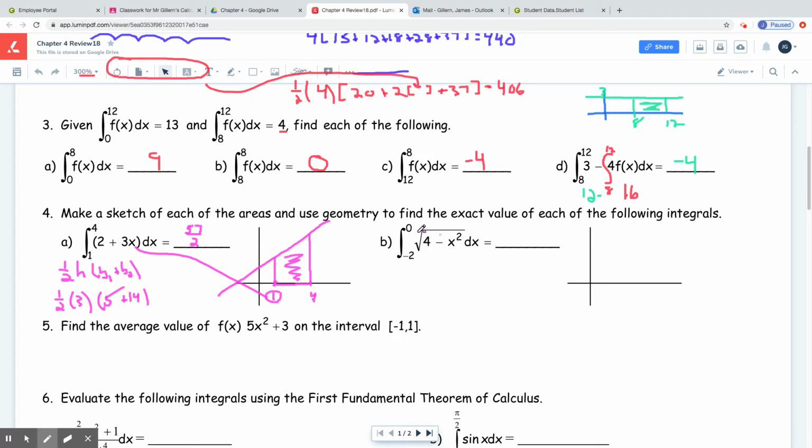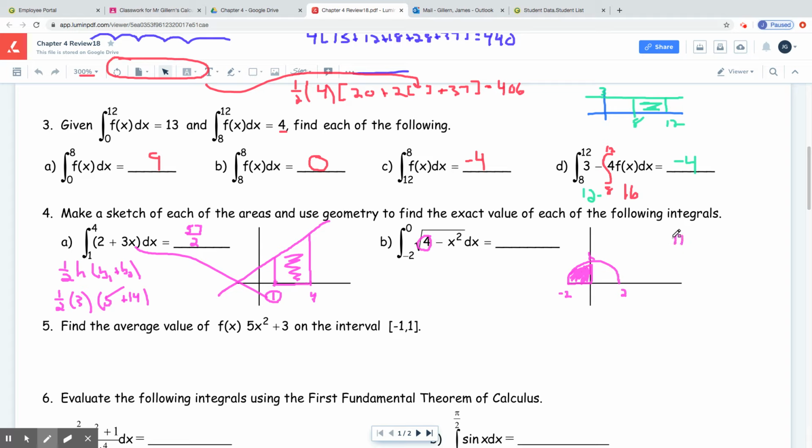All right. This one, whenever it's a square root of a number minus x squared, it is a semicircle with this as your radius. So we have a semicircle. That's 2. That's negative 2. That's positive 2. Now, we're only doing from 0 to 2. So I am doing from negative 2 to 0. So we are doing this part here. So this is not a half circle. We're finding a quarter circle.